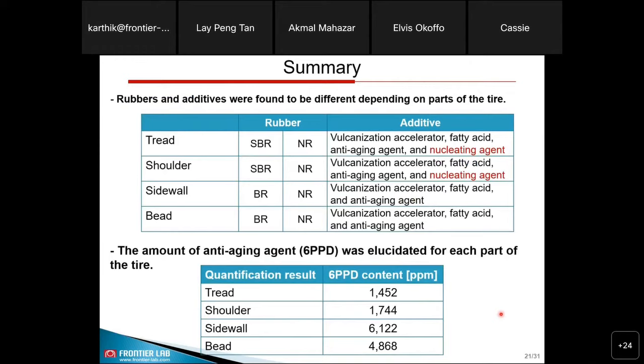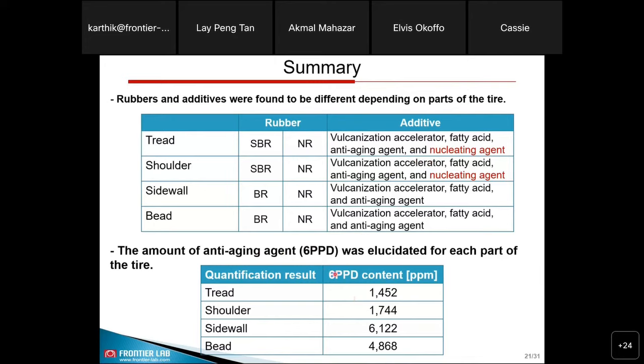Through this investigation, what we have obtained is the presence of rubber types in the different parts of the tire. Thread has SBR and natural rubber, and shoulder has SBR and natural rubber. Sidewall has butadiene and natural rubber. Bead has butadiene and natural rubber. So this is one piece of information on the polymer side. The other information is the presence of vulcanizing accelerator, fatty acid, anti-aging agent, and nucleating agent. In this particular project, they had an objective to estimate this PPD, the anti-aging agent, which was also accomplished.